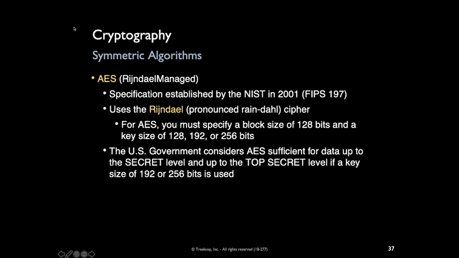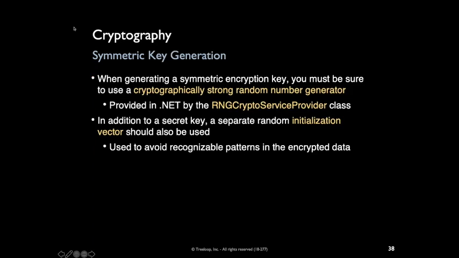And if you go to 192 bits, that's good enough for US government top secret, so you're probably fine, okay? Now, when generating a symmetric encryption key, so let's say I want to do symmetric encryption, I decide to use AES, so I'm going to use the Rijndael managed class for the 192-bit key. Fine. So now I got to generate the key. The key needs to be as random as you can make it.